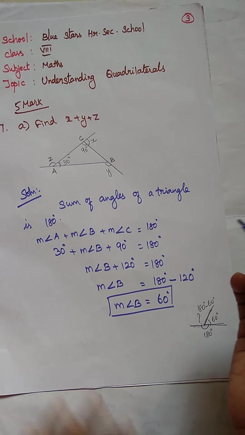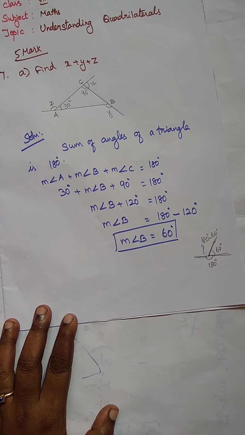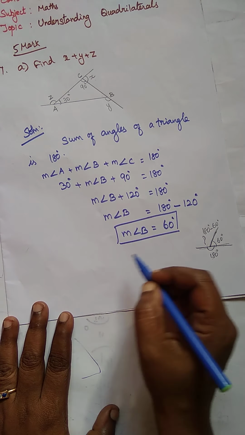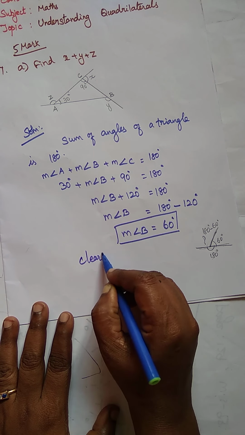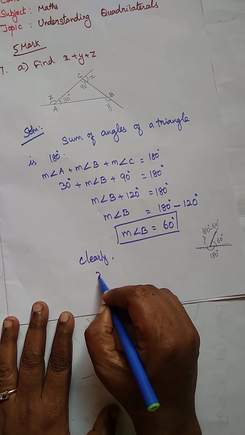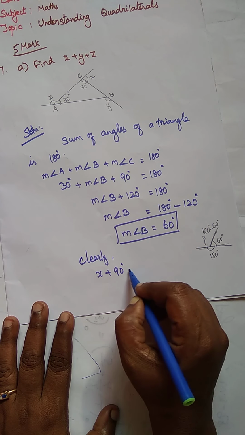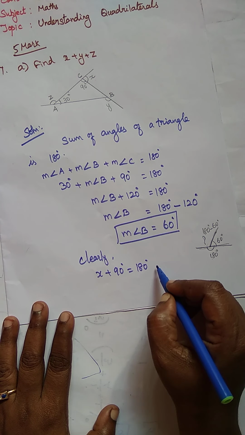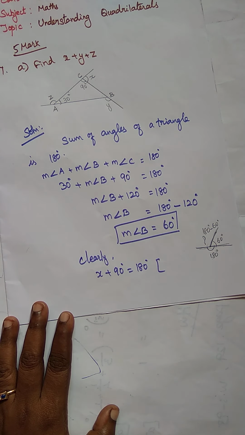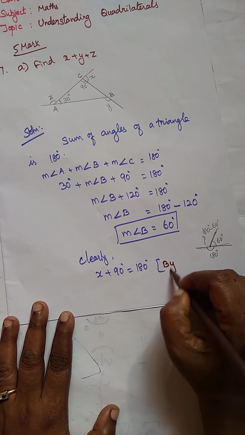So, x plus 90 degrees is equal to 180 degrees. Write the reason. What is that? By linear pair.